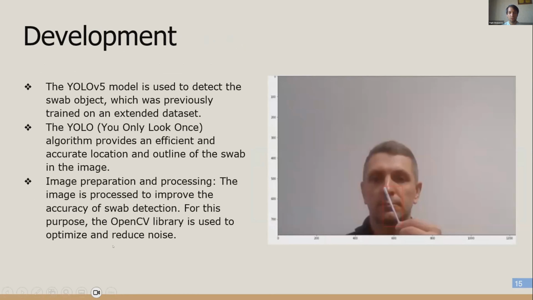The YOLO v5 model is used to detect the swab object, which was previously trained on the extended dataset. The YOLO, you only look once algorithm, provides an efficient and accurate location and outline of the swab in the image. The image is processed to improve the accuracy of swab detection. For this purpose, the OpenCV library is used to optimize and reduce noise.